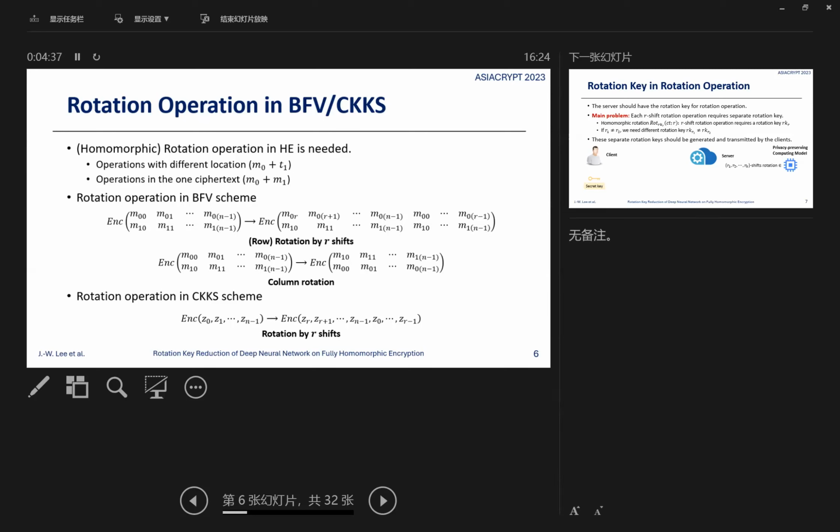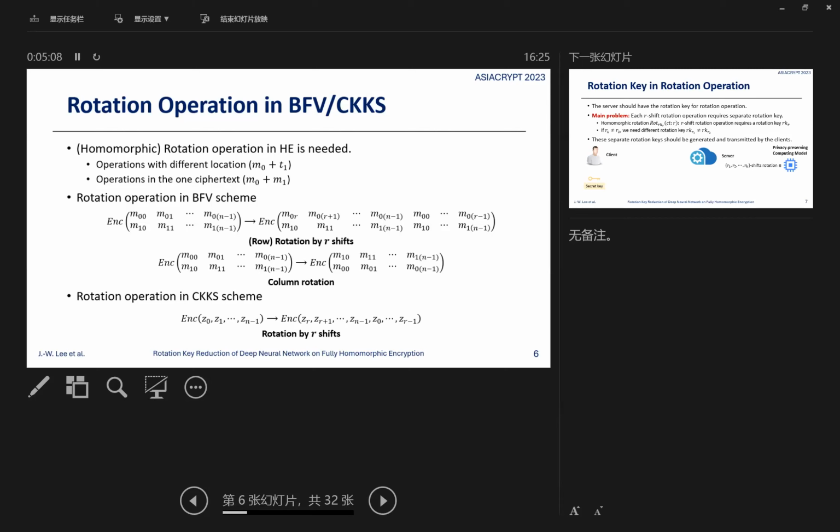So if we perform something such as convolution, bootstrapping or matrix multiplication, then these operations with different locations are needed. Another operation is the operation within one ciphertext, such as M0 plus M1. This is in the same ciphertext, but it has to be added. Then the rotation operation is needed. The rotation operation means a homomorphic cyclic shift.